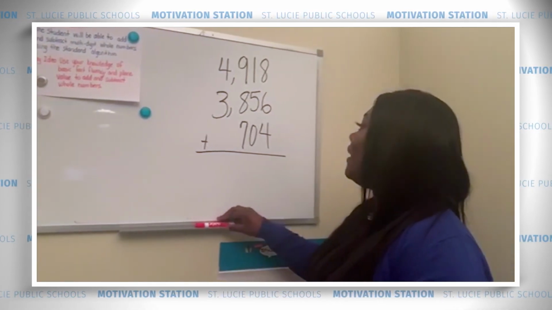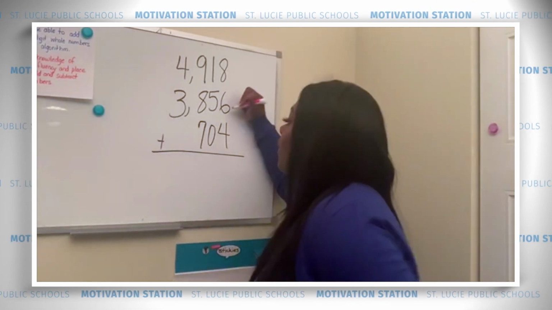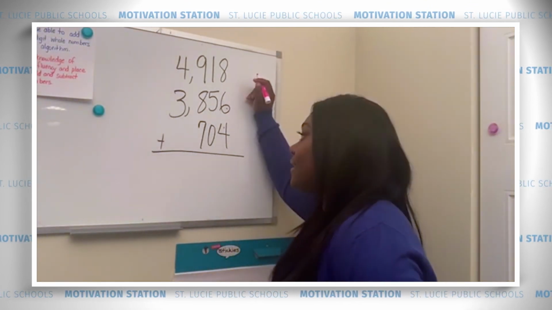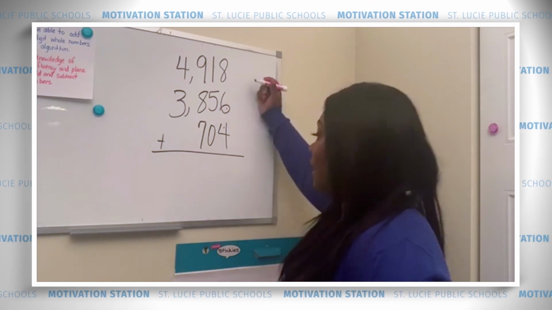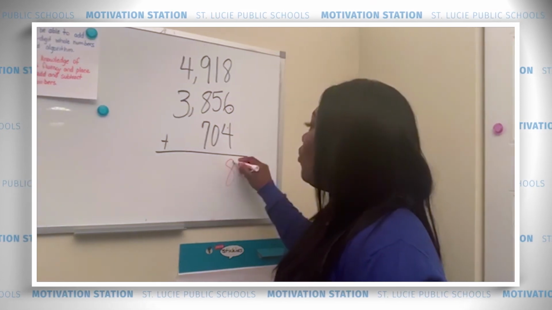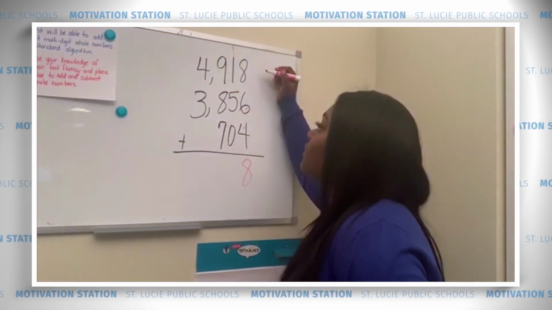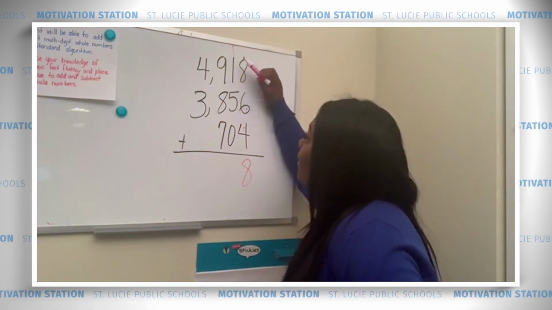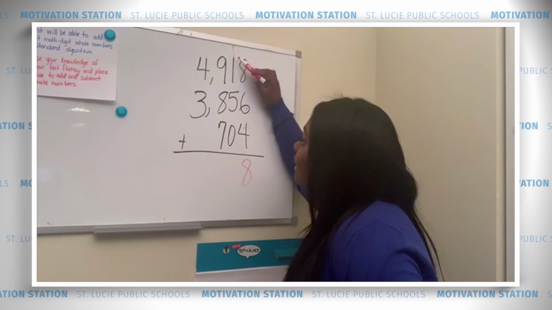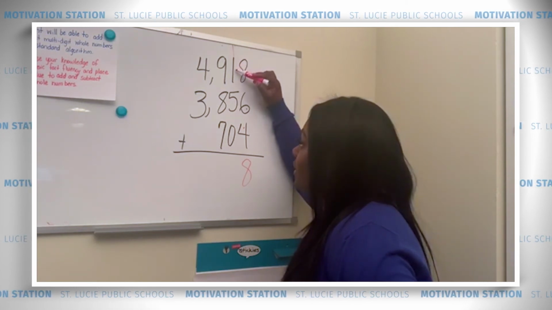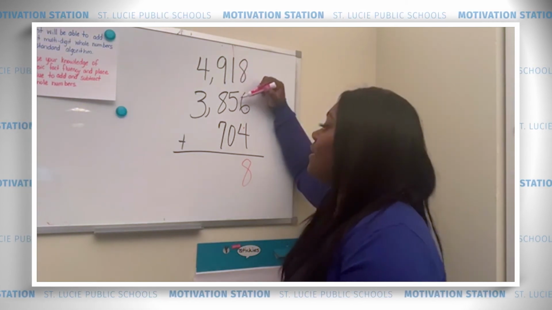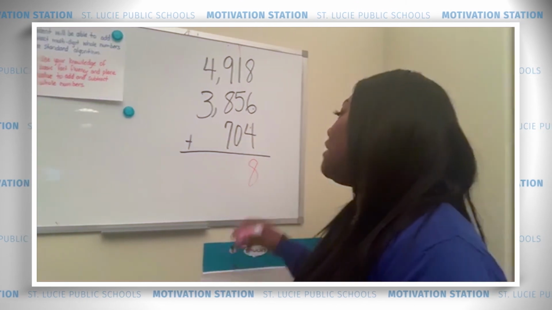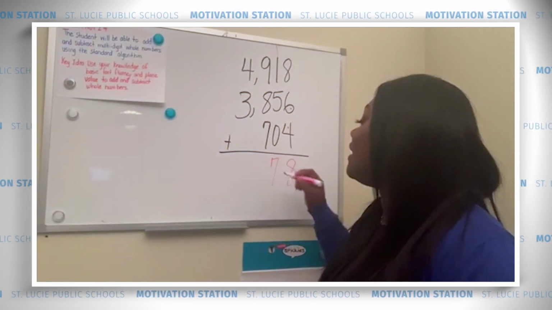Okay, let's go ahead and begin in the ones place. So I'm going to use the 4 and the 6 to make 10. And then 10 plus 8 equals 18. That's 18 ones. So I'm going to regroup 10 of them to make one group of 10. That's why there's a 1 here. So I have 1 ten and another 1 ten. That's 2 tens. 2 tens plus 5 tens equals 7 tens. 7 tens plus 0 tens equals 7 tens.